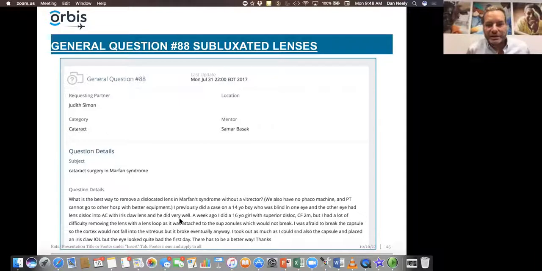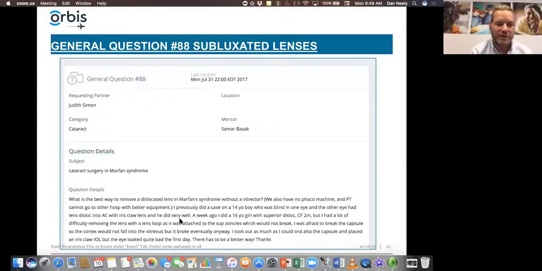However, on another patient, they described that they had a superior dislocation of the lens, had difficulty removing the lens because it was still attached with some of the zonules, and the zonules wouldn't break. And this is a real problem because now you're dragging on the zonules, you're kind of dragging on the vitreous, and there is definitely a risk of retinal detachments.